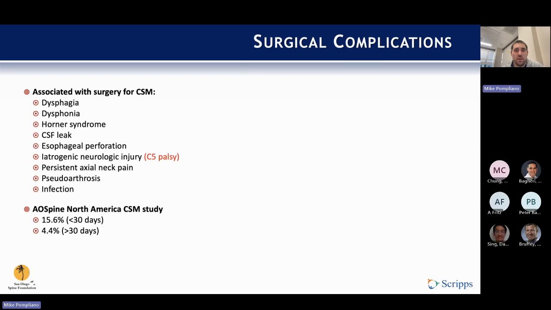Associated with surgery, the complication profile includes dysphagia, especially with the anterior approach. You can get other things like dysphonia, Horner syndrome, CSF leak, esophageal perforation, C5 palsy or an iatrogenic palsy, persistent neck pain, pseudoarthrosis, and infection. The persistent neck pain is particularly important when comparing laminoplasty to laminectomy and fusion, because with laminoplasty, like I mentioned, you're not addressing the facet joint, so it's important to get a CT scan. Similar to cervical disc arthroplasty, you really want to make sure that there's minimal disease and no preoperative axial neck pain.